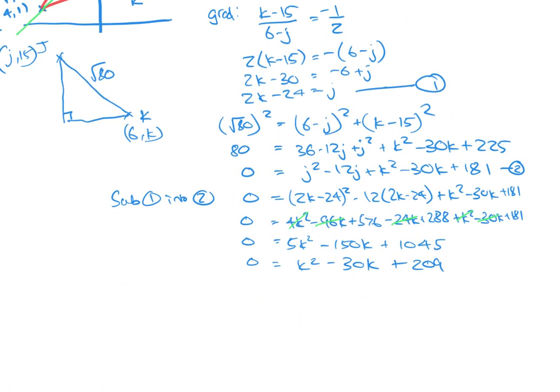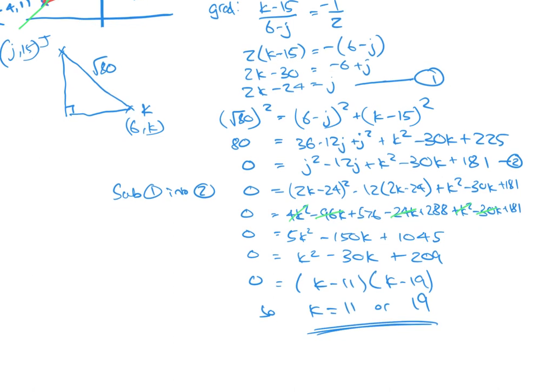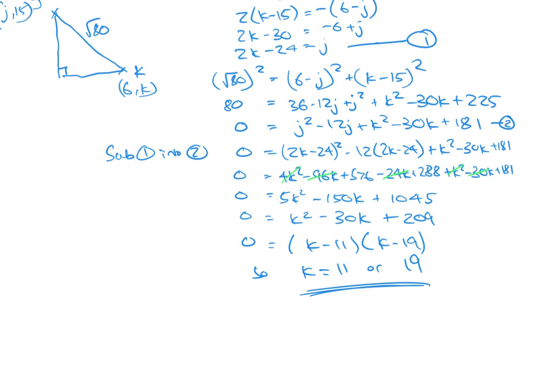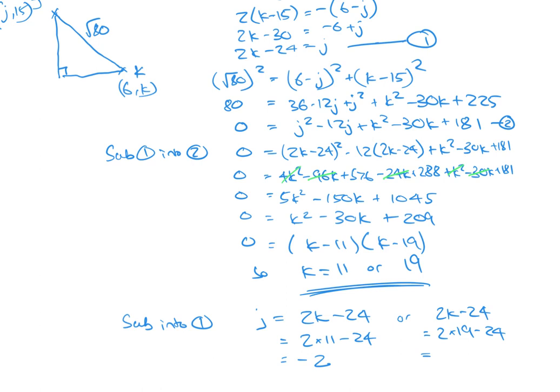Now, you could use the quadratic formula, or you could actually spot that this is equal to 0 equals k minus 11, k minus 19. So k equals 11 or 19. Now, that's the k. I need to work out my j and then find out which is the best values. So I can substitute now this back into one of my expressions. I'm going to sub into equation number 1. So j equals, now my expression was, I think, 2k minus 24. So j equals 2 times 11 minus 24, which is equal to minus 2. Or I've got 2k minus 24, which equals 2 times 19 minus 24, which is equal to 14.